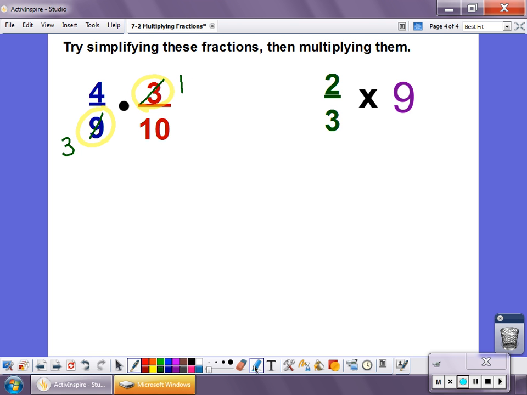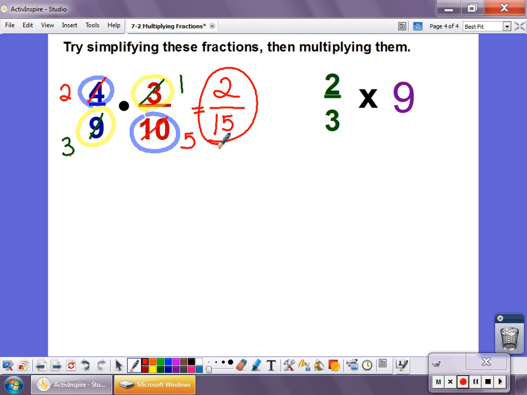Now, I'm going to look this way, diagonally. I'm going to look at 4 and 10. And I know that 4 and 10 both have a common factor. Both of those things can be divided by 2. 4 divided by 2 is 2. 10 divided by 2 is 5. And when I multiply now, 2 times 1 is 2. 3 times 5 is 15. So 2/15 is the answer to my problem.